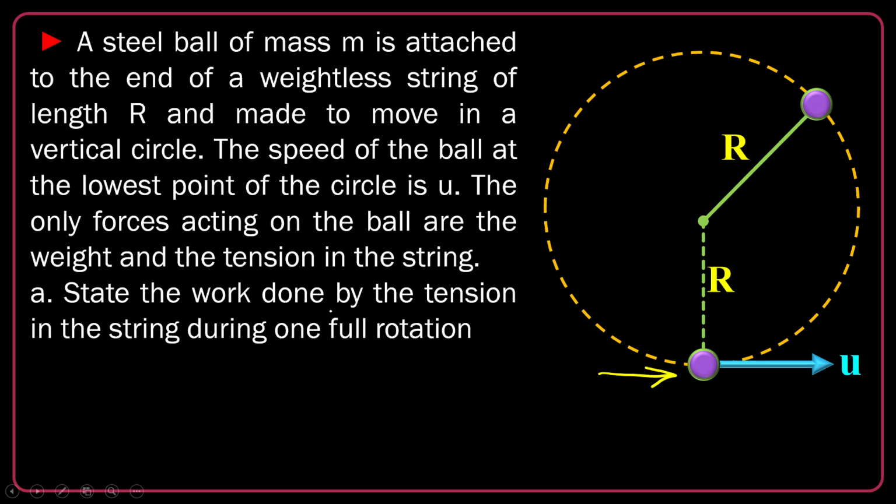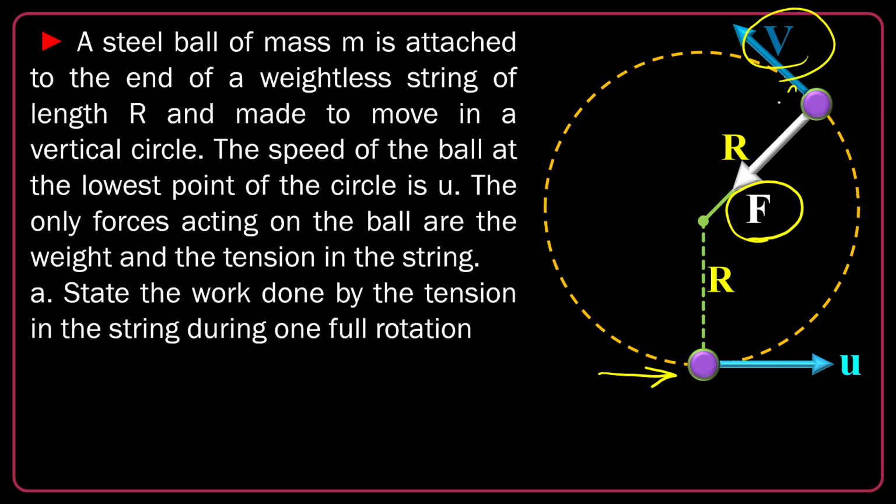State the work done by the tension in the string during one full rotation. Okay. Guys, you know that the tension of the string is always a force perpendicular to the velocity. The reason is that the tension now is part of the centripetal force, and it must always be perpendicular to the velocity because it's along the radius, and the velocity is always tangent to the circle, so they are perpendicular to each other. The work done basically is force times displacement times cosine of the angle between d and F.